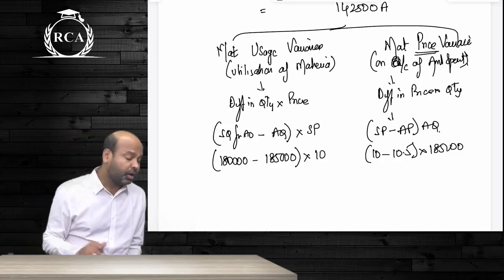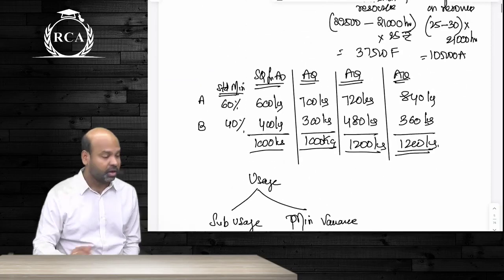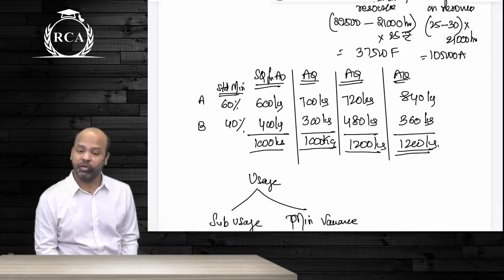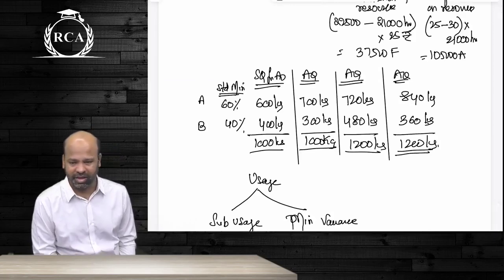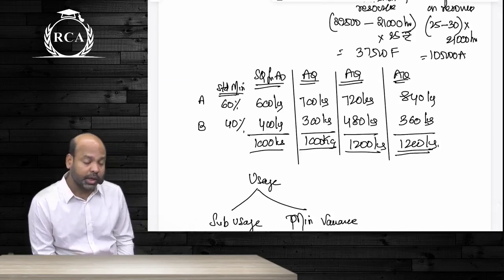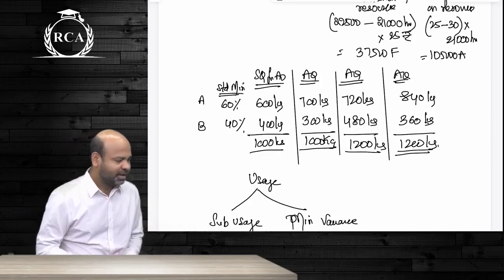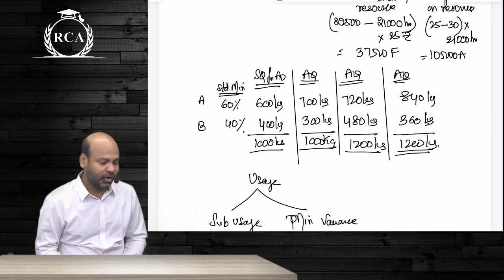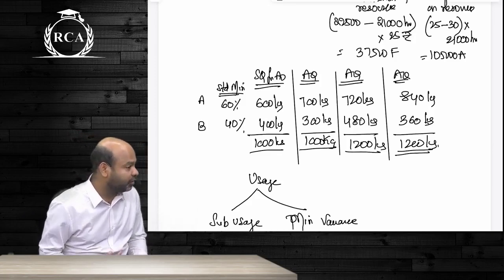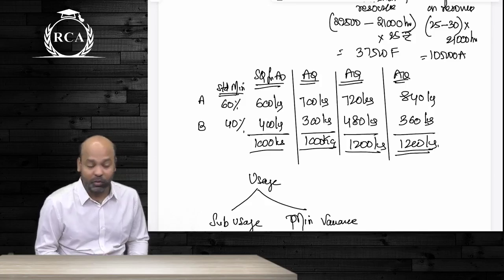Now, your material cost usage variance, guys, will be further segregated into two categories called sub-usage variance and mix variance. This classification arises only when you have more than one type of raw material. More than two, guys. More than one, huh? We're not talking about personal lives as such, guys. So here, if you have more than one type of raw material, then you will have sub-usage variance and mix variance.